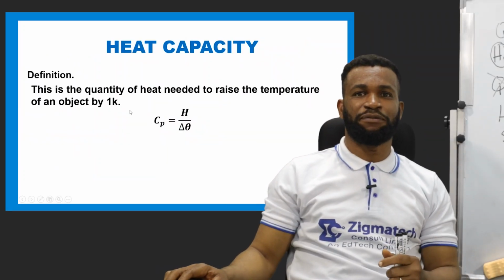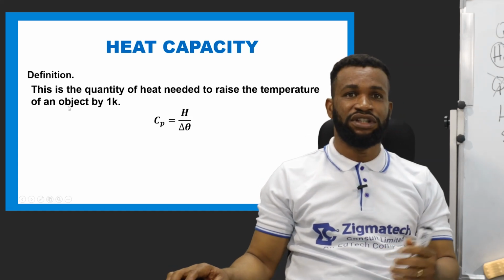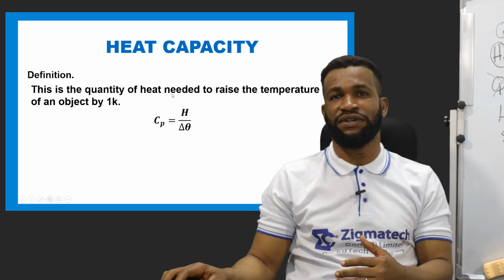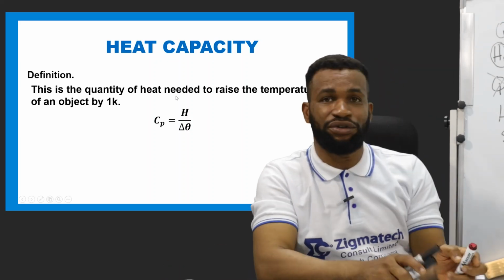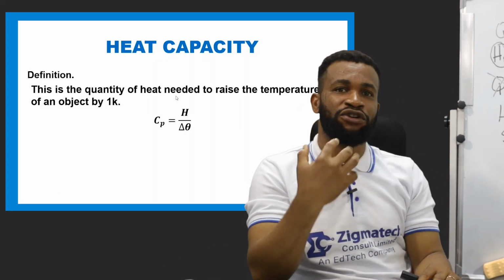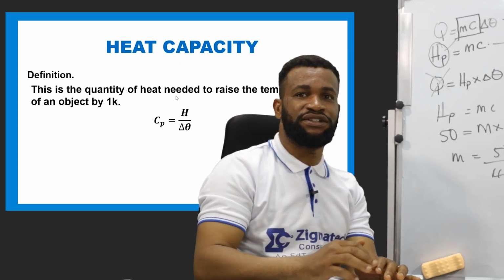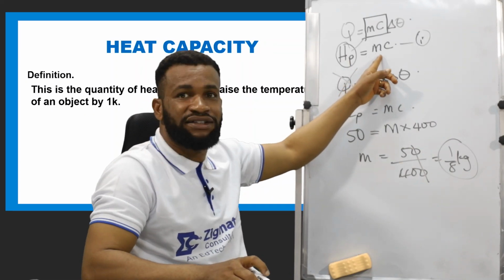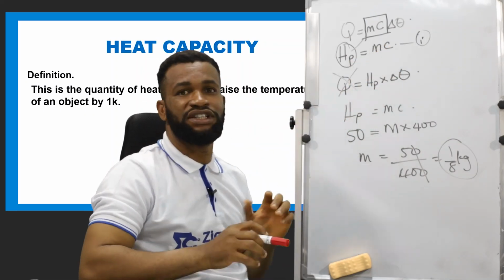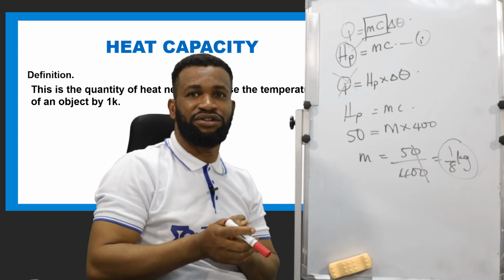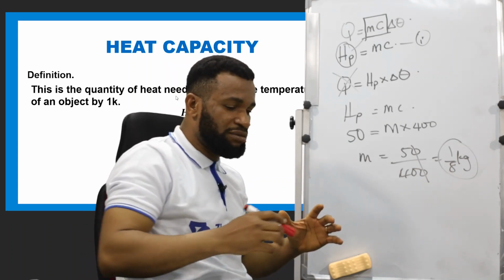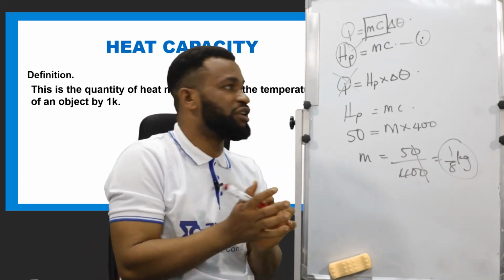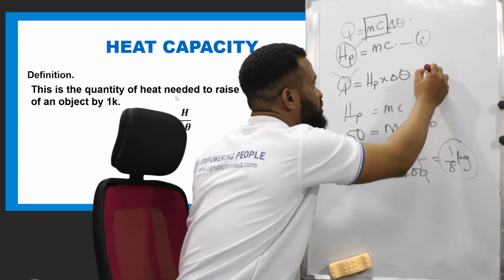Now, let's talk about heat capacity, even though I've given a little. Now, this is the quantity of heat. Heat capacity is defined as the quantity of heat needed to raise the temperature of an object by 1 Kelvin or 1 degree Celsius. So this is just what I did. Heat capacity is mass times specific heat capacity, and that is just what it is. So we are talking about the quantity of heat you need to increase the temperature of a body by 1 Kelvin.